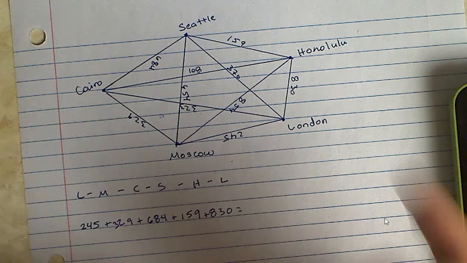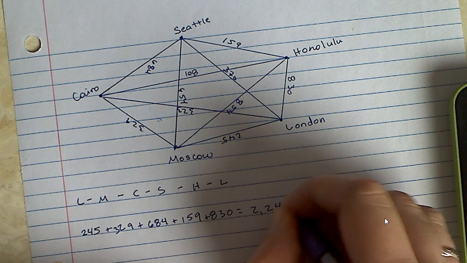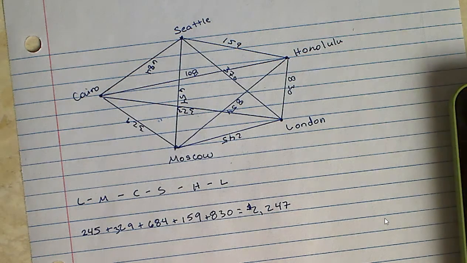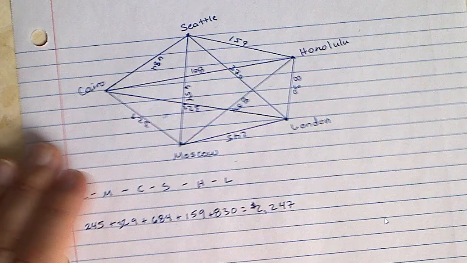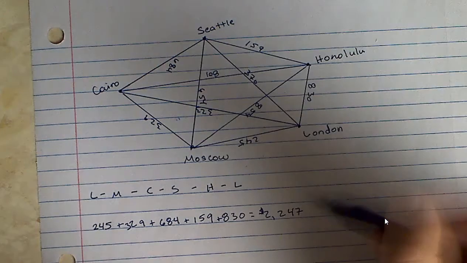2,247. Anybody care to check our friend Mr. Mason? I got that too. Okay. So somebody checked him though, so that's good. Cool. So that's nearest neighbor with London as the home.